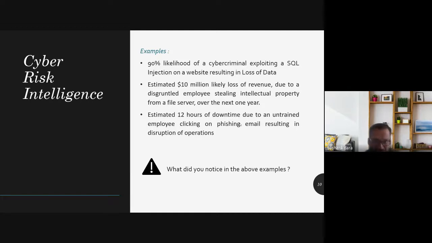Okay, we are not saying that, hey, there's a high likelihood. We're not saying that there is huge revenue losses. We're not saying that there is a huge downtime. No. Okay, to some level of accuracy, or to coming up with some numbers to articulate the risk.